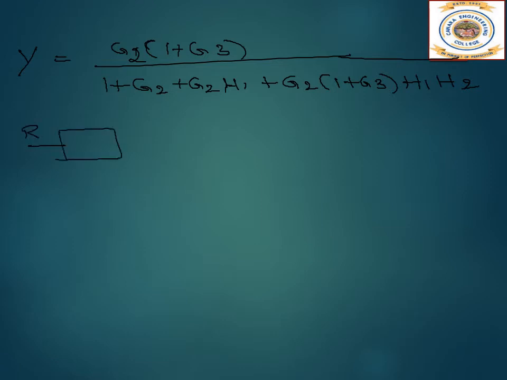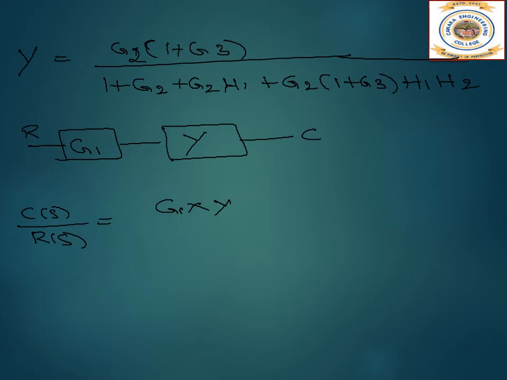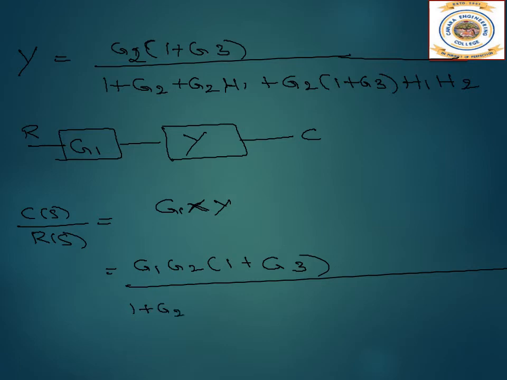After that, what we have here is G1, and say this is Y and this is C. So C of s by R of s will be G1 into Y, or we have G1 G2 into 1 plus G3, whole divided by 1 plus G2 plus G2 H1 plus G2 into 1 plus G3 H1 H. So this is the answer for the transfer function of the given block diagram.